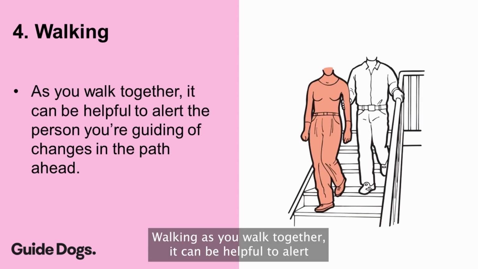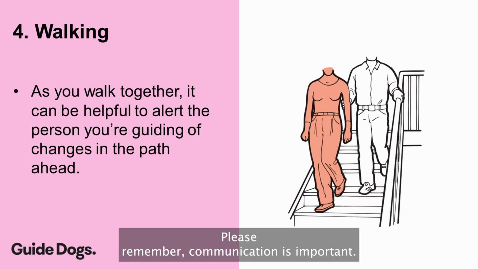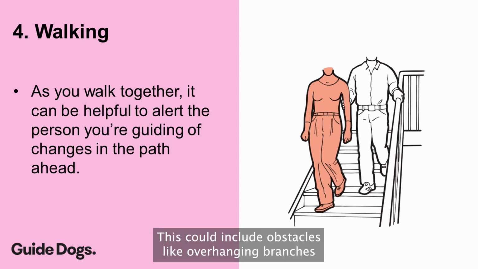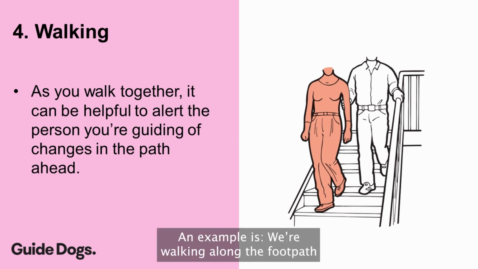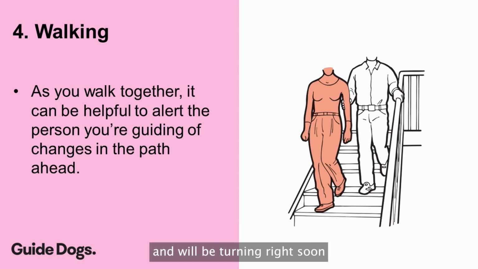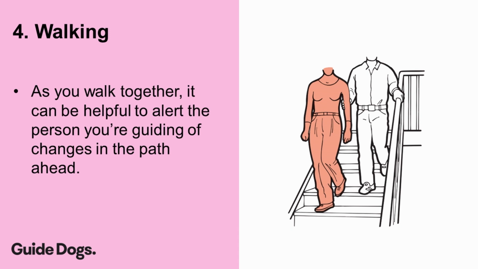Walking. As you walk together, it can be helpful to alert the person you're guiding of changes in the path ahead. Please remember, communication is important. This could include obstacles like overhanging branches, changes in direction, or differences in the flooring. An example is, we're walking along the footpath and we'll be turning right soon. Or we are approaching a set of stairs that are ascending or going up.